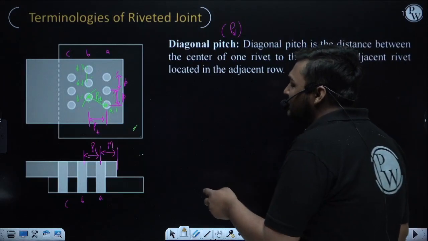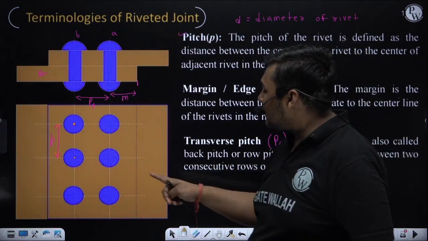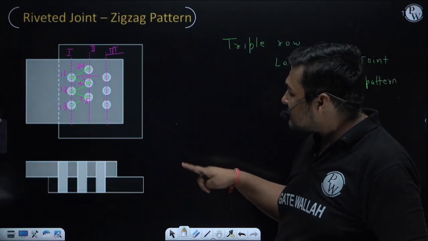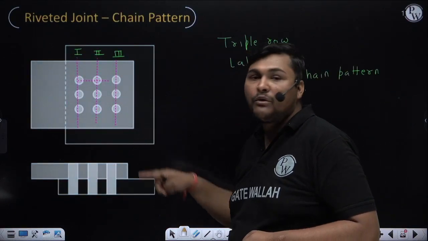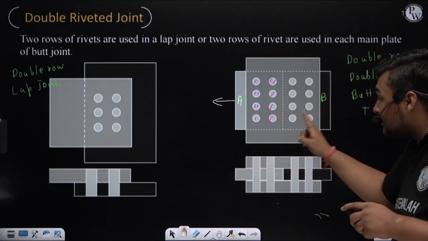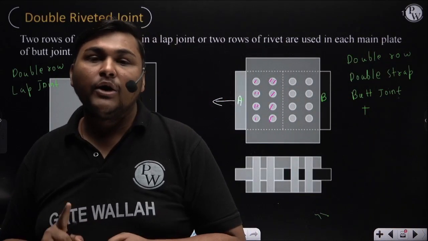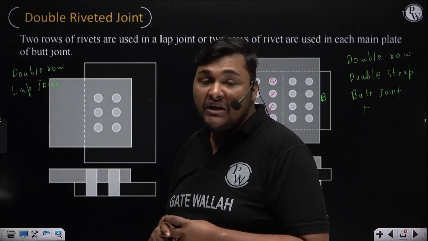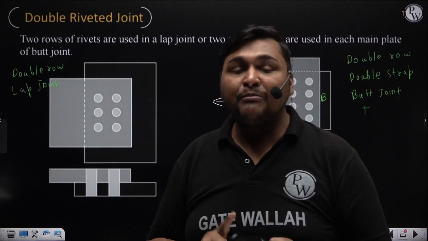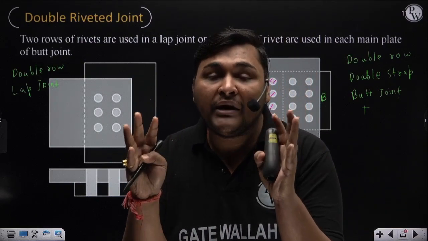Like for this case, three rows are involved, so value of small m will be three. In this diagram, again, two rows are involved, so value of m will be 2. For this diagram, three rows are involved, so m will be 3. For this diagram, m is 2. But for this diagram, see carefully. Whenever you are looking at a butt riveted joint, see carefully the number of rows of rivet per plate. Means in a butt riveted joint, you need to see per plate how many rows are involved.